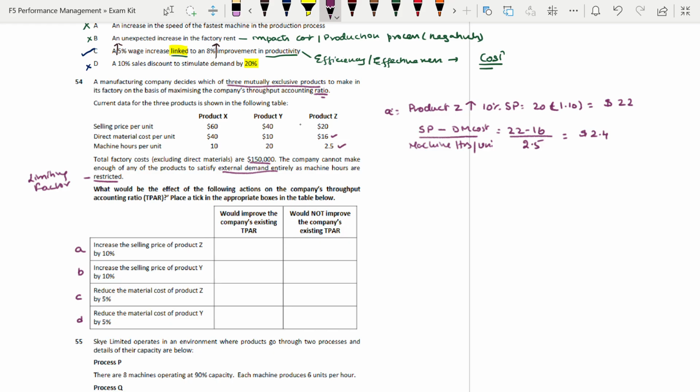It is positive, is it right? It is almost positive. Fine. Now, one second. We have to make a comparison. 2.4 against the total factory cost per machine hour per unit.